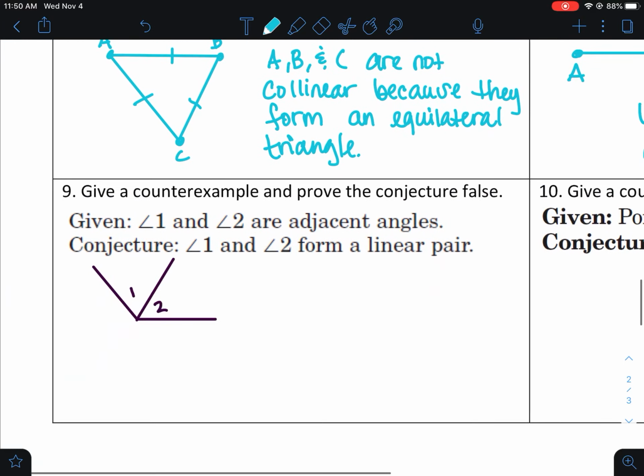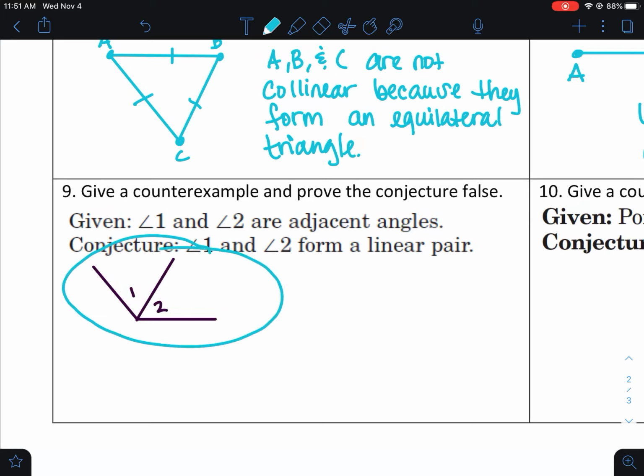Number 9, give a counterexample, prove the conjecture false. So this time we have the information that 1 and 2 are adjacent angles, and I already drew an example of adjacent angles right there. Don't forget, adjacent angles are angles that are touching. They are right next to each other, no space in between. The only thing between them is a line. So this one says that 1 and 2 form a linear pair. Well, look at the example that I drew. A linear pair looks like this.